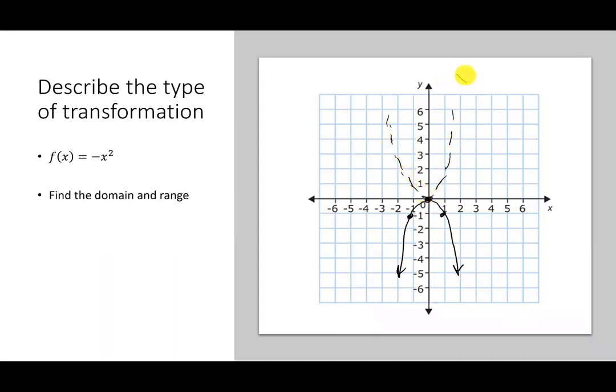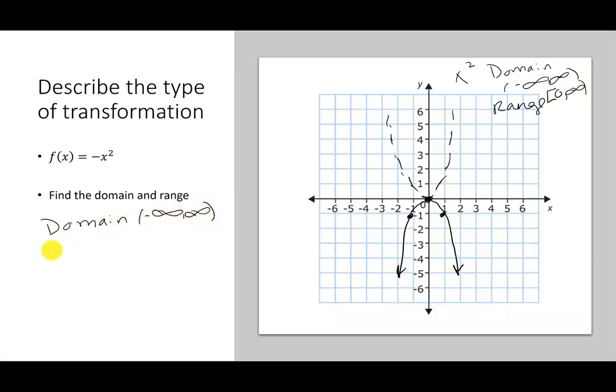And if I think about x squared, the domain was all reals. But the range was only positive or 0, so I had 0 to infinity. Now that we flipped it upside down, the domain stayed the same, negative infinity to infinity, but my range really changed. Now I can see I have mostly negative answers, so this is negative infinity to 0, so I see a big change in the range for this one.